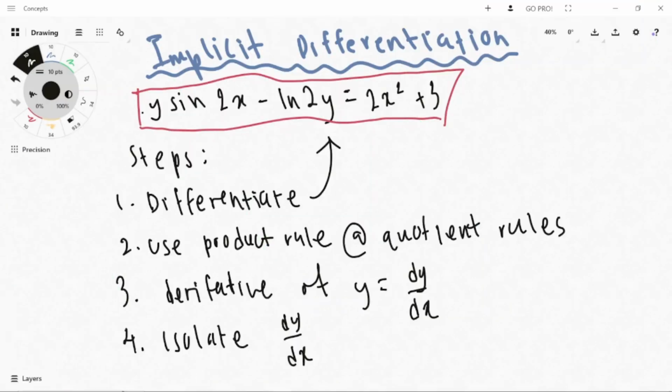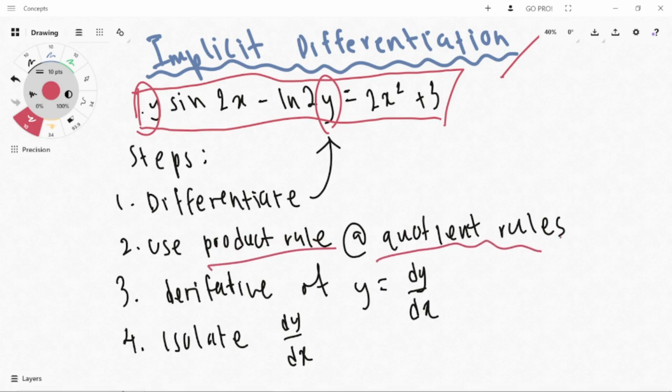So right now, we are going to talk about implicit differentiation. Implicit differentiation can only be used when it's difficult for us to isolate the variable y. Yes, y. For the first step, we have to differentiate the equation. Second step, we must use the product rule or quotient rule if there is any.